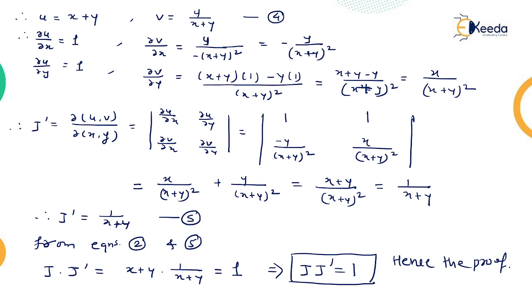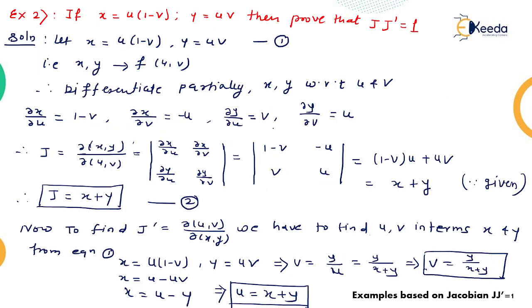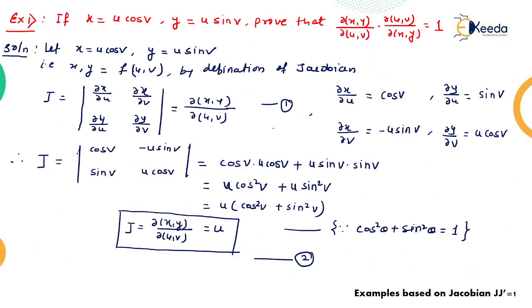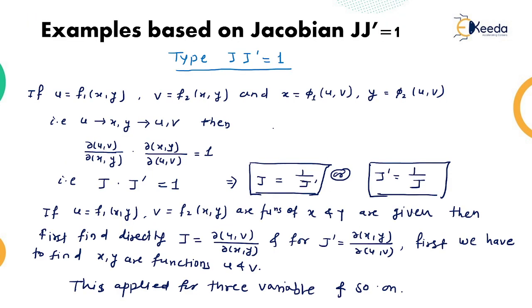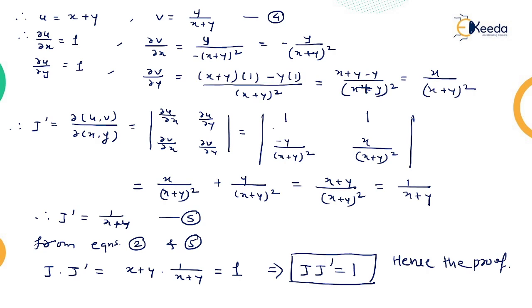What is the proof for problems of the type J into J dash is equal to 1? In this session we covered 2 examples of J into J dash is equal to 1. I hope you have understood this session very well. Now this is the example and these are the proofs. So let's see how to find the J into J dash problem, and we have to show by property number 2 that J into J dash is equal to 1. I hope you have understood this very well. Thank you guys.